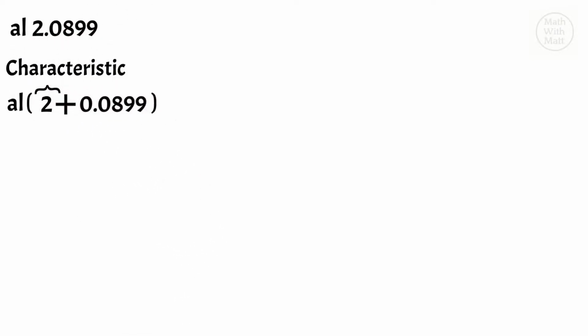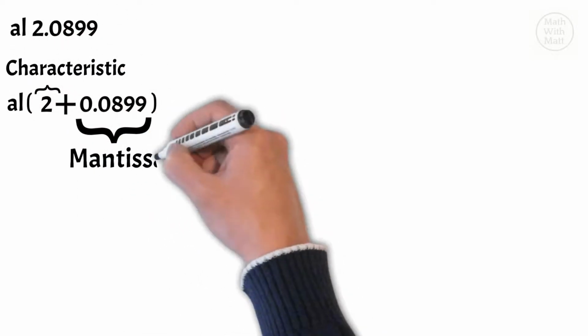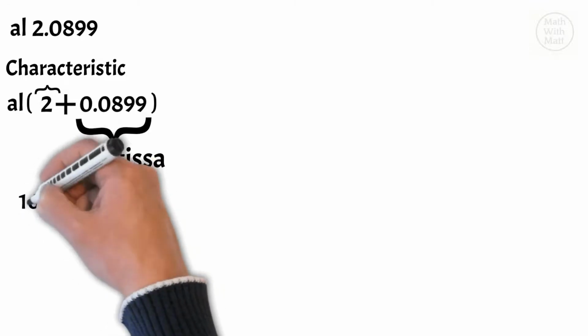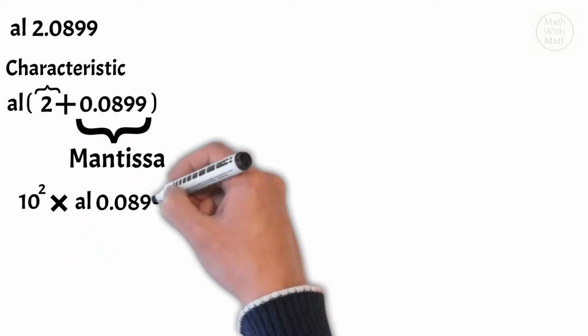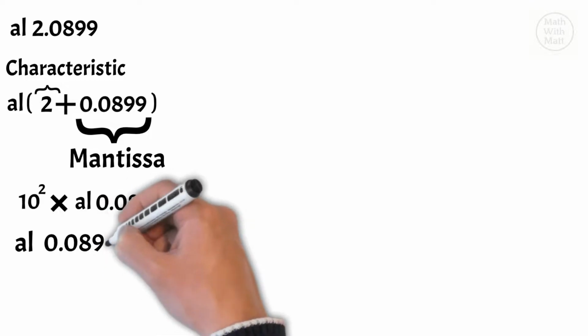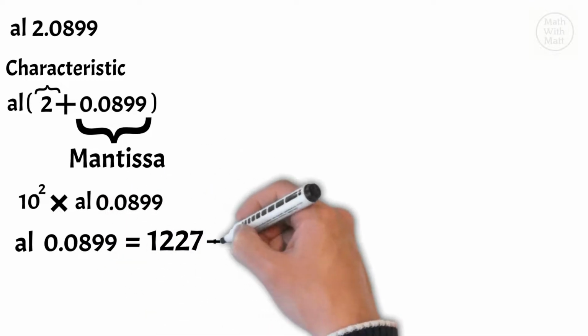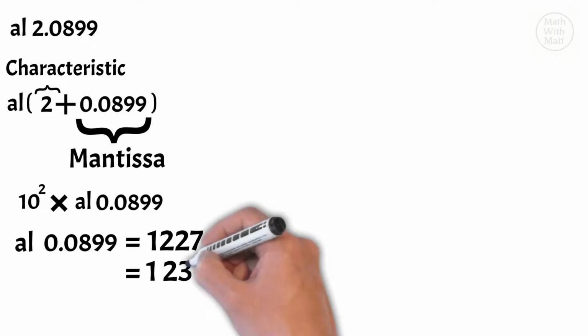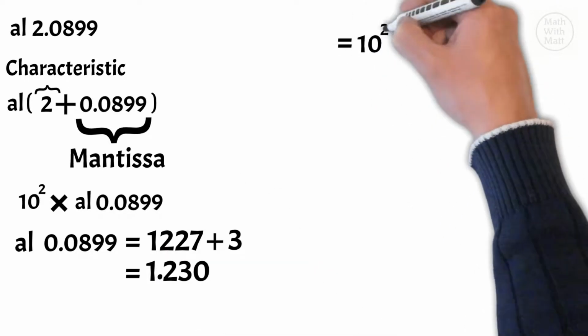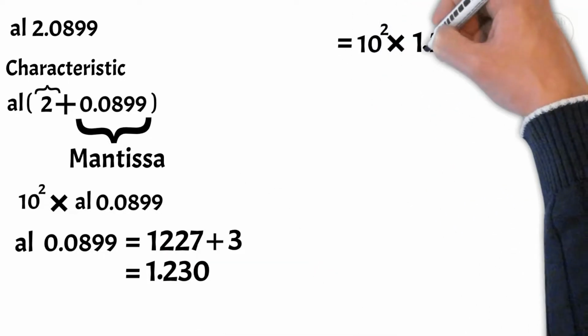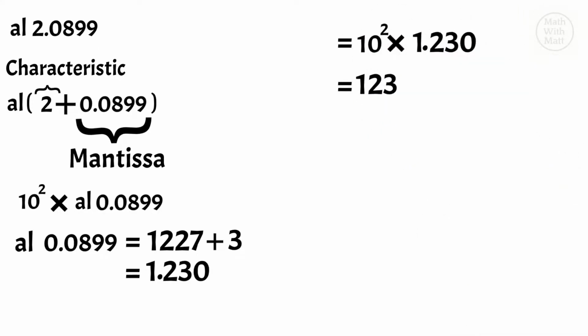For our next example, we have antilog of 2.0899. As usual, we split this as a whole number and fraction, like this. Here 2 is the characteristic, and 0.0899 is mantissa. Applying any log to characteristic will yield 10 to power 2. An antilog of 0.0899 is 1.230, as we found in the previous problem. Now we just multiply 1.23 to 10 to power 2, and get the answer to antilog of 2.0899 as 123.